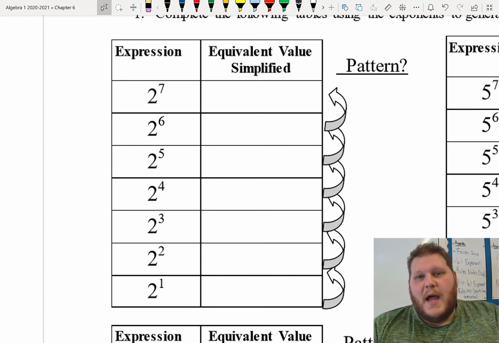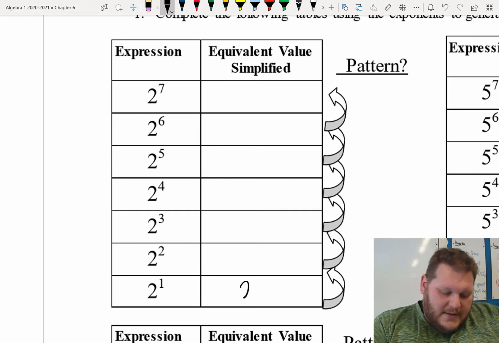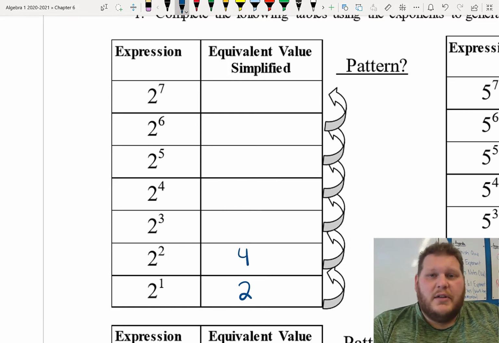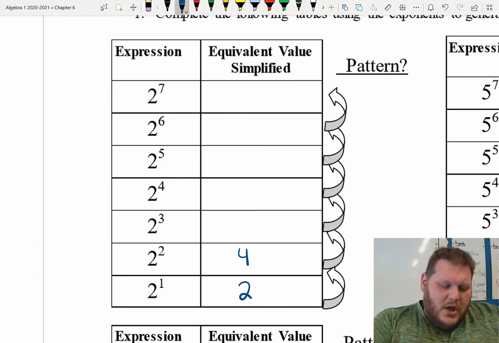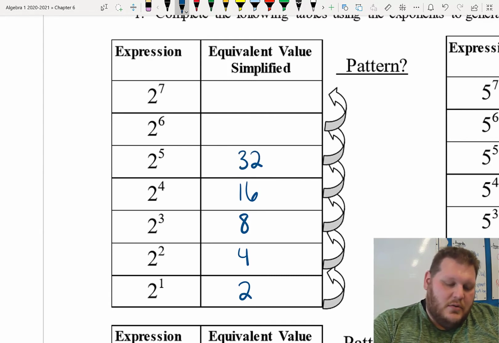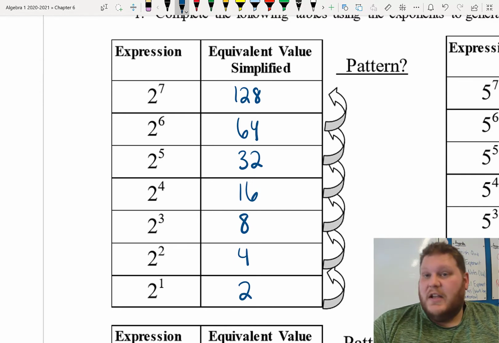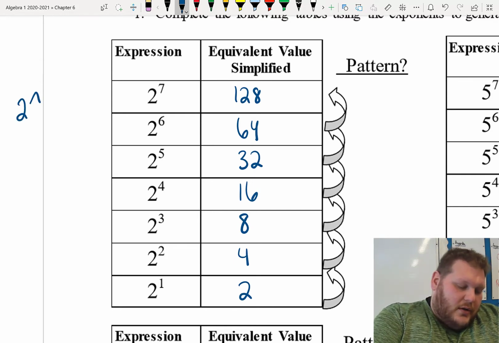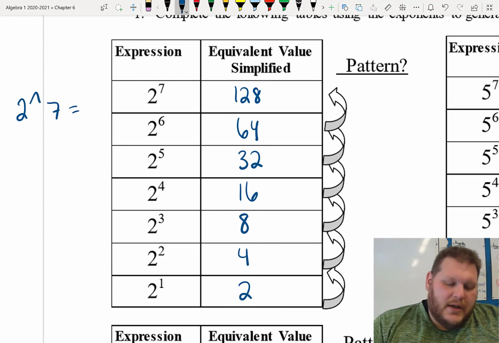We know that 2 to the first power is just 2. That's just 2 multiplied by itself once. I'm going to change the color up here. 2 squared is 4. 2 times 2 is 4. You can use a calculator for this if you want, but just follow along. 2 to the third power, if I multiply by 2 three times, gives me 8. 2 to the fourth is 16. 2 to the fifth is 32. 2 to the sixth power is 64. And 2 to the seventh power is 128. If you need a calculator, 2, your little exponent button, and then 7, hit equals, and we should get 128.